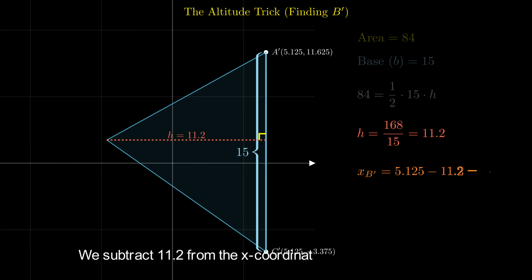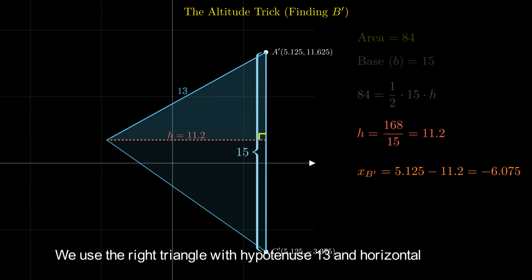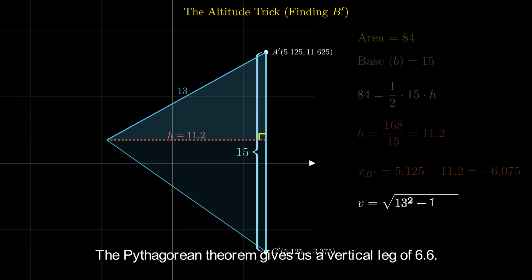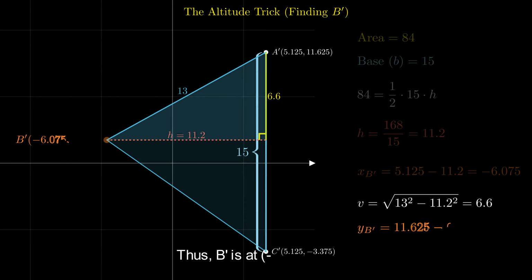We subtract 11.2 from the x-coordinate to get -6.075. Now we find the vertical position. We use the right triangle with hypotenuse 13 and horizontal leg 11.2. The Pythagorean theorem gives us a vertical leg of 6.6. Subtracting 6.6 from the y-coordinate of A' gives 5.025. Thus, B' is at (-6.075, 5.025).